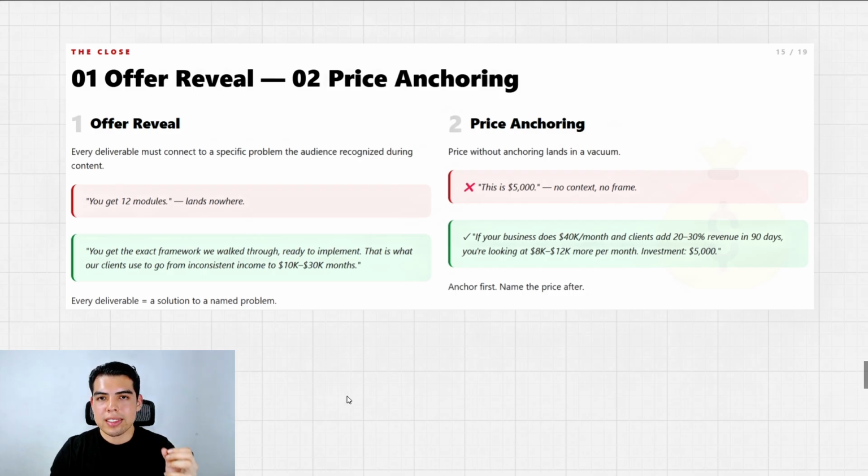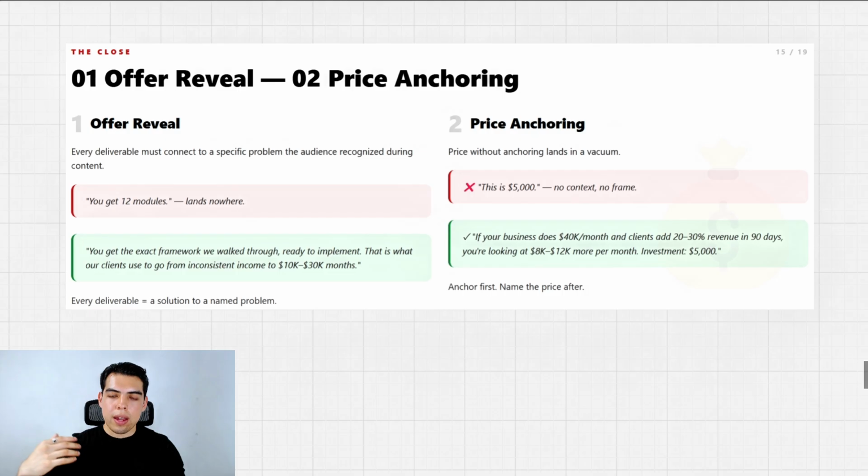Second, you want to do price and anchoring. Before you name the price, you want to anchor it. The cost of the problem, the value of the result, the time and money it would take for them to build it themselves. Now let's look at this specific scenario. If your business is doing $40,000 a month and the average client who goes through the program adds an additional 20 to 30% in revenue, you are looking at $8,000 to $12,000 in monthly additional revenue when the investment is only $5,000. Now that you named the price compared to what they can get in return, it makes complete sense in their mind.